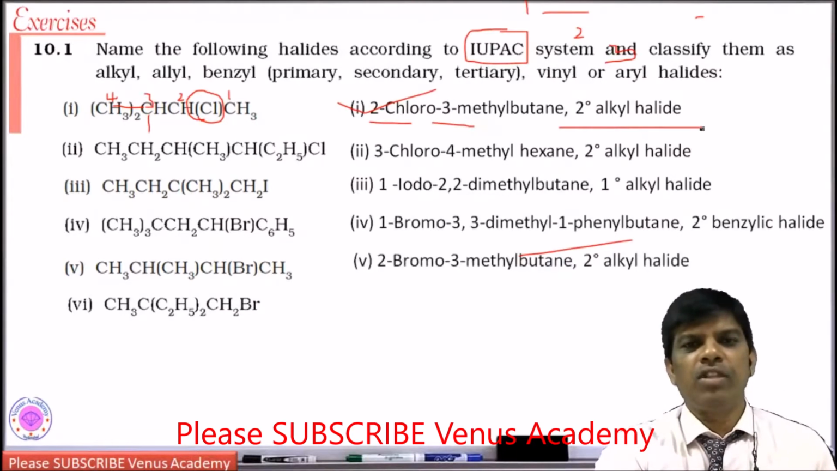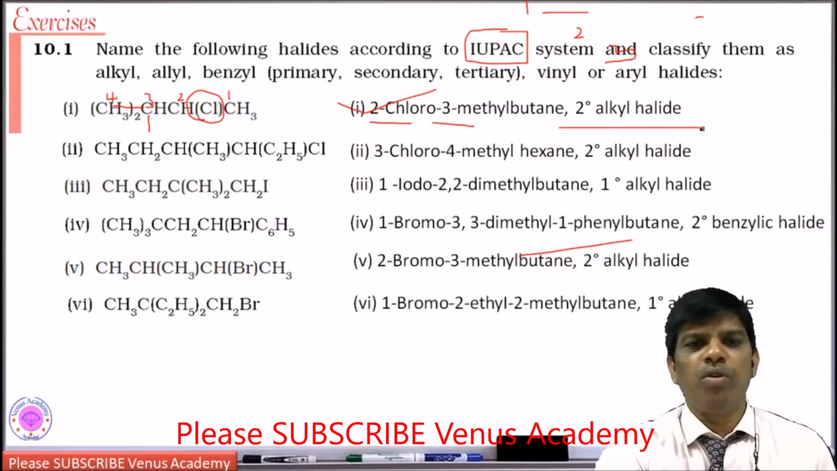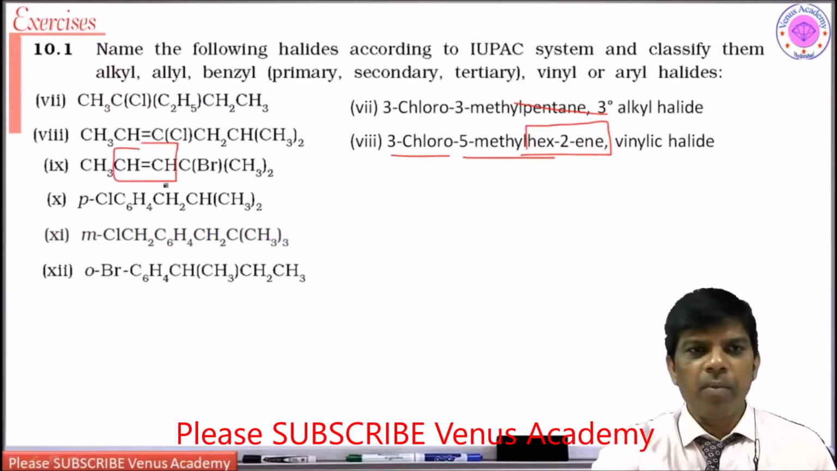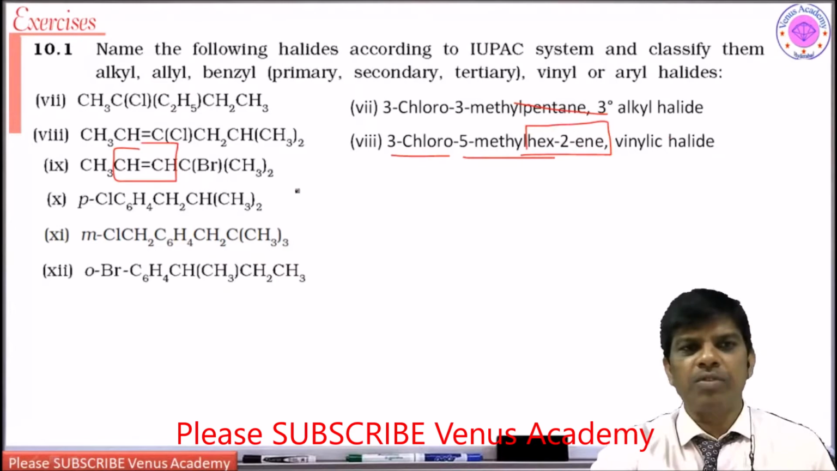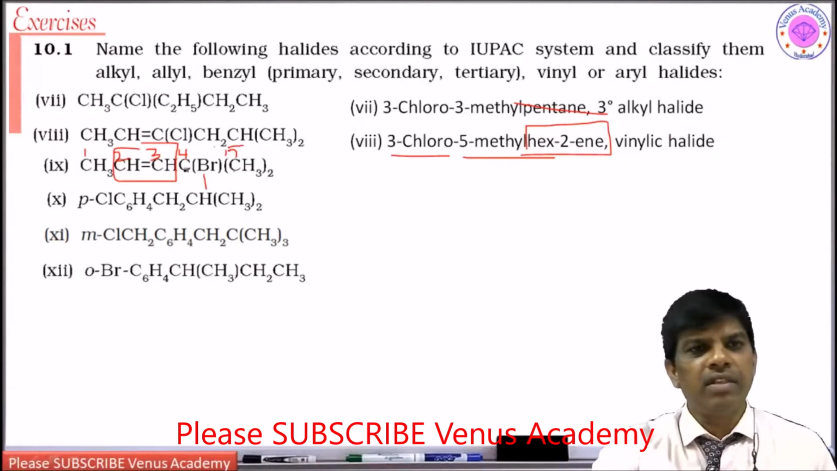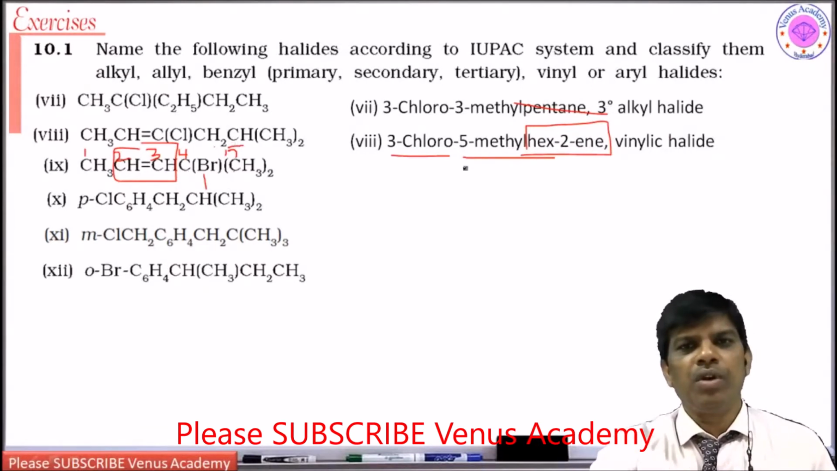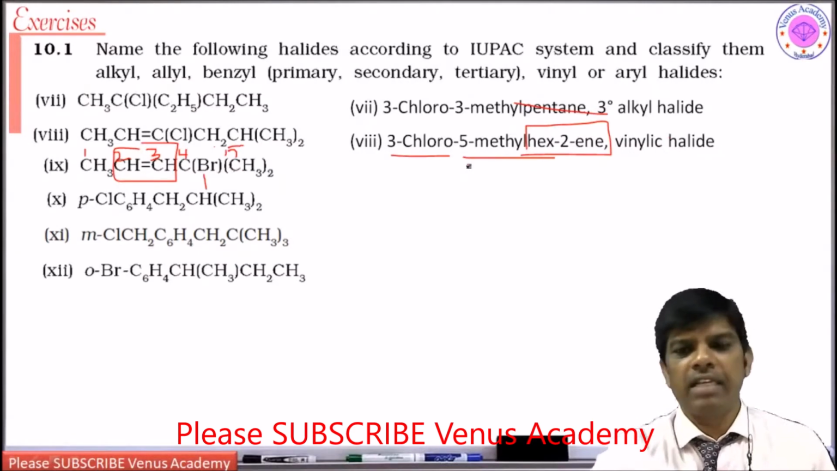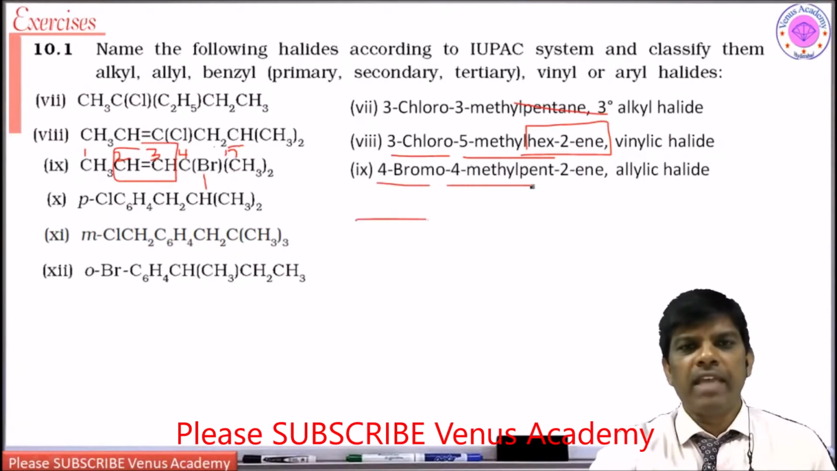So this is 1-bromo-3,3-dimethyl-1-phenyl butane. Next, 2-bromo-3-chloro-5-methyl, hex-2-ene. So it is 2-ene. The double bond should be given priority over the substituent, right? So numbering this side 1, 2, 3. This is the 4th carbon, and this is 5, and one carbon is attached to dimethyls. So this is how you can give the nomenclature, that is 4-bromo-4-methyl pent.